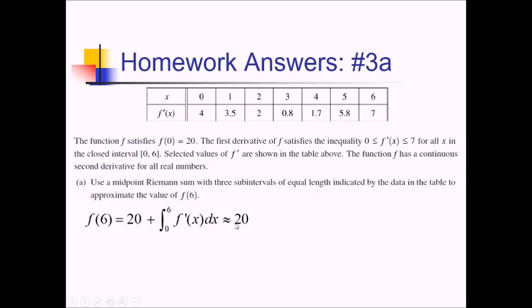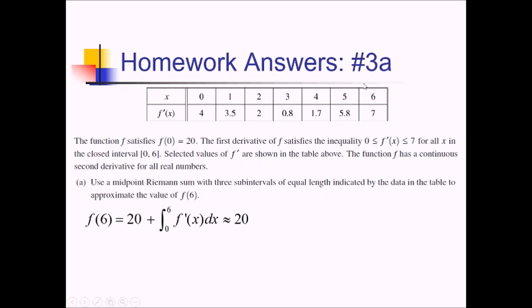So we have the 20, and now for the actual midpoint Riemann sum. These are all going to be areas that we're adding together. The base on all these areas is going to be 2 because we're going from 0 to 6 with three subintervals of equal length. So that's a base of 2 for each of these rectangles.